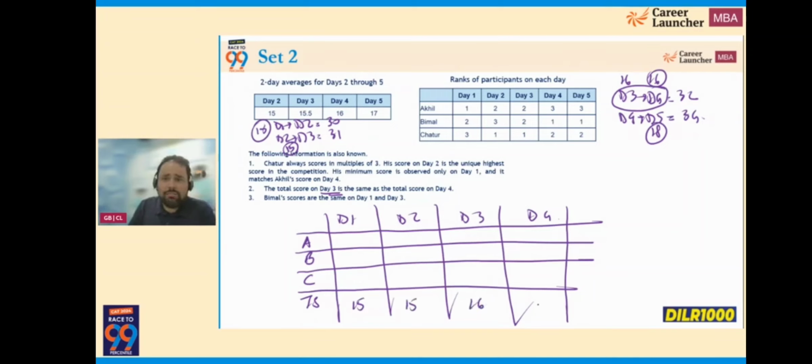Day 4 कितना था? Day 4 was 16 and एक day 5 भी है, I missed it. तो day 5 भी डाल दो. Day 5 कितना है? Day 5 is 8. This table I already know and I know ranks. So I'll just go ahead and fill this up.